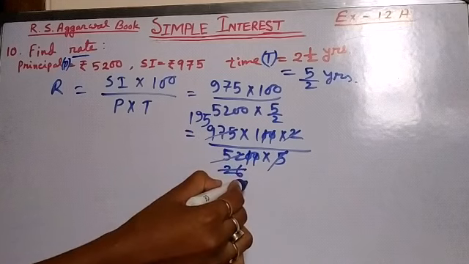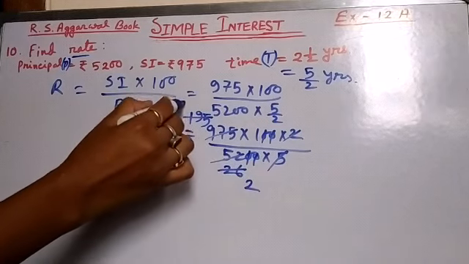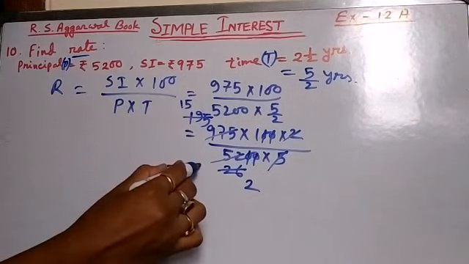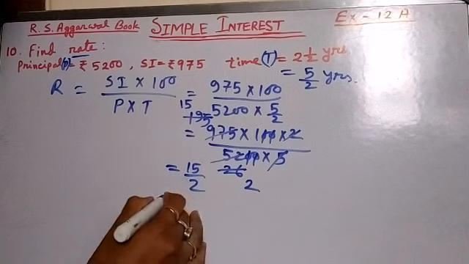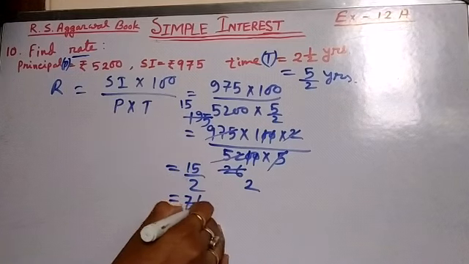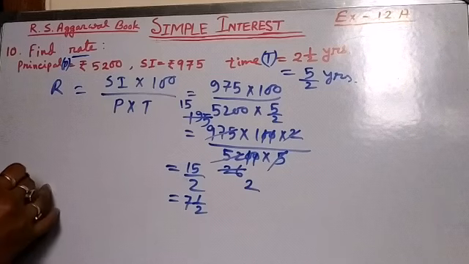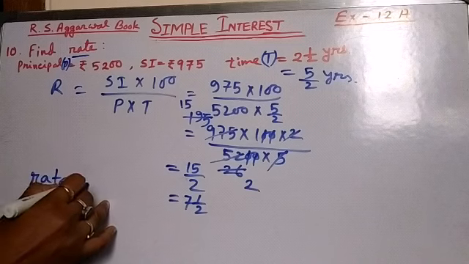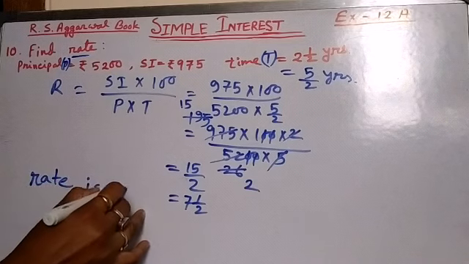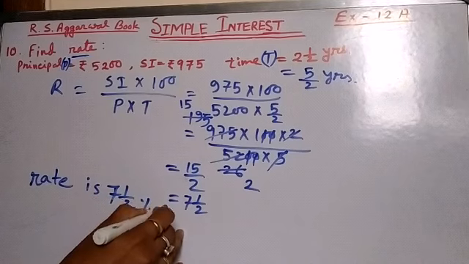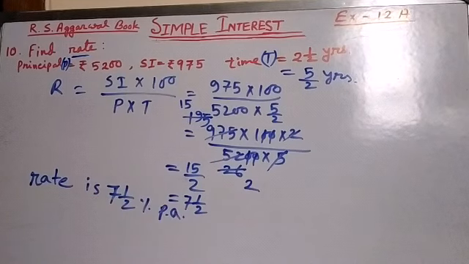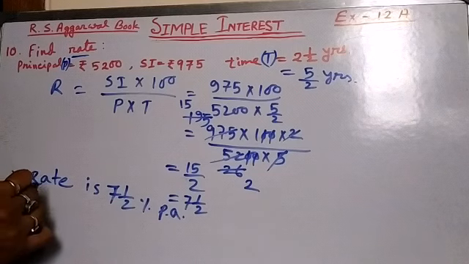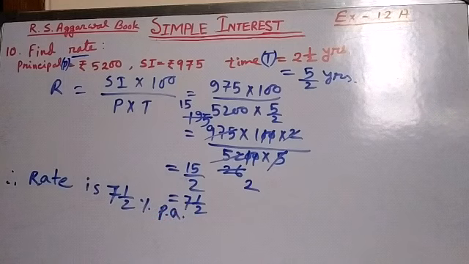By 13, 13 2s are 26, 13 1s are 13, 13 5s are 65. That means 15 by 2. That means 7 whole of 1 by 2. This is the R. That means rate is 7 whole of 1 by 2% per annum. Therefore, this is the answer.